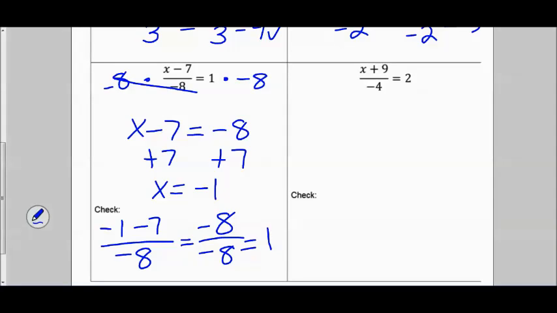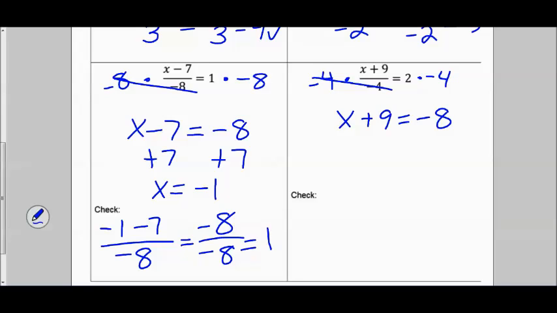We have one more equation to solve together. x plus 9 is divided by negative 4. So to get rid of our negative 4, we're going to multiply on both sides by negative 4. When we multiply by negative 4, our negative 4's are going to cancel out. And I've got x plus 9 equals negative 8.